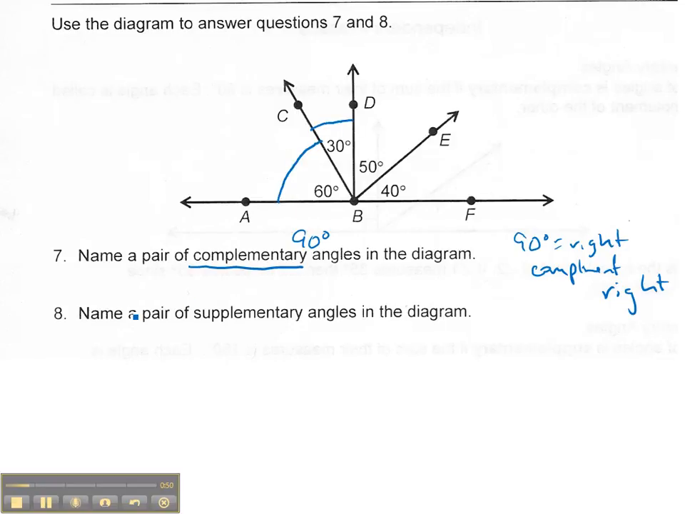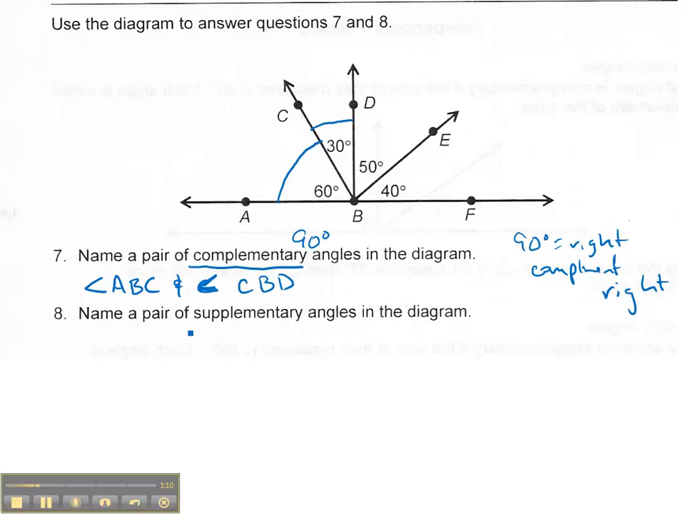We could take these two angles and we would name them this way: angle ABC and angle CBD. Those two angles equal 90 degrees, 60 plus 30. There's another answer, but I'll leave that to you to find.